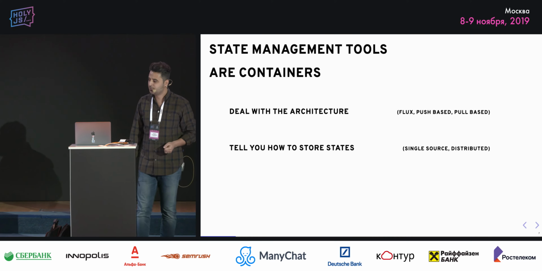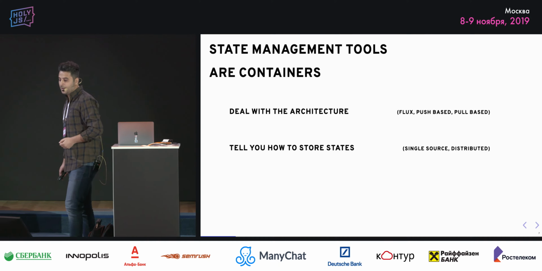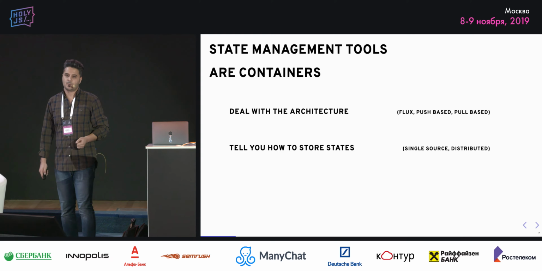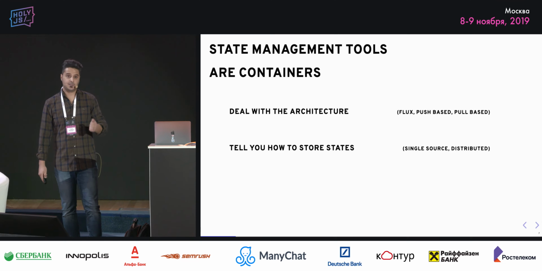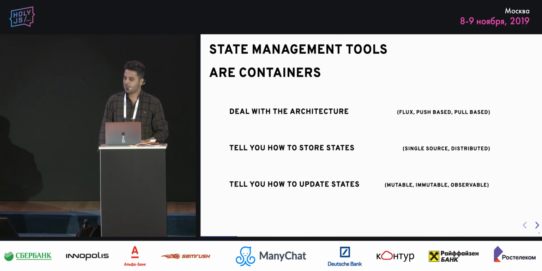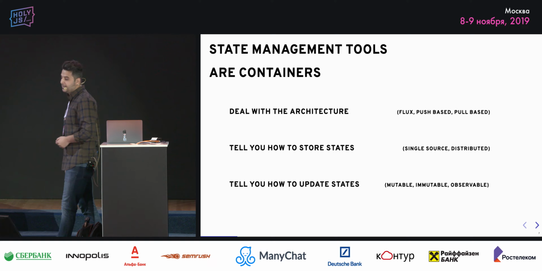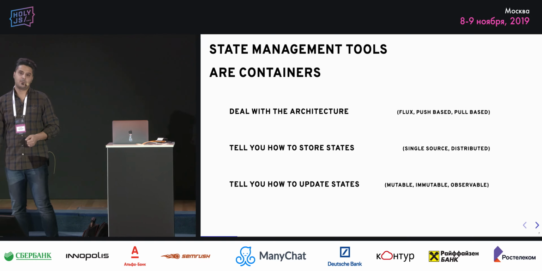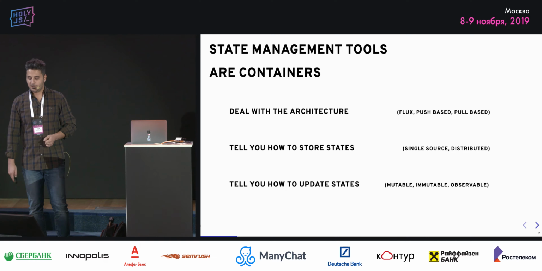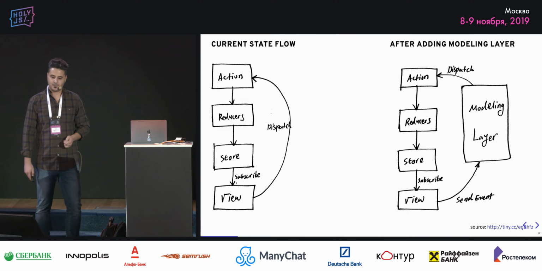They also deal with how you store the state. They give you a way to either use a single source of truth, like Redux, or distribute it throughout different sources, like what MobX and MobX State Tree do. In addition to that, they also give you a way to tell how to update the state based on how they internally handle it as implementation detail. It can be mutable, it can be immutable, it can even be subscribing to a certain observable. But what we're going to talk about today is quite different from those levels.